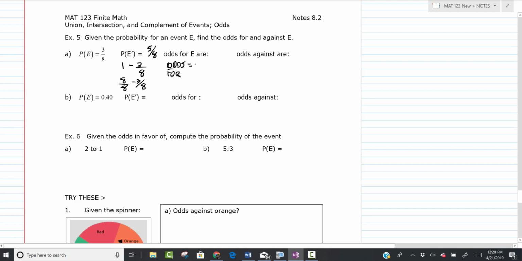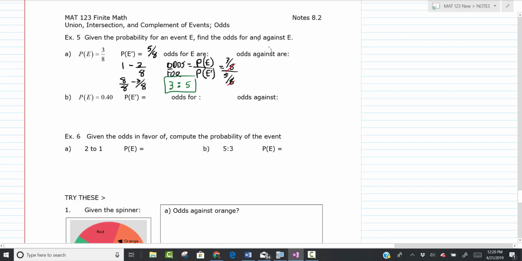Okay, that would be equal to the probability of the event happening over the probability of the event not happening. So the probability for is 3/8. The probability against is 5/8. Again, the 8's cross out, so what we would say on this is we would just have 3 to 5 odds. Okay, so that's how that would be put together.